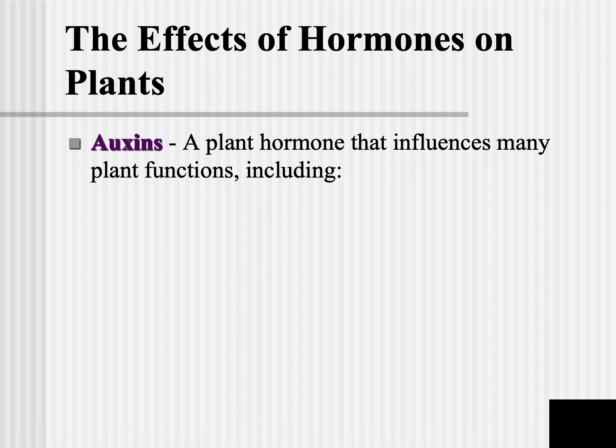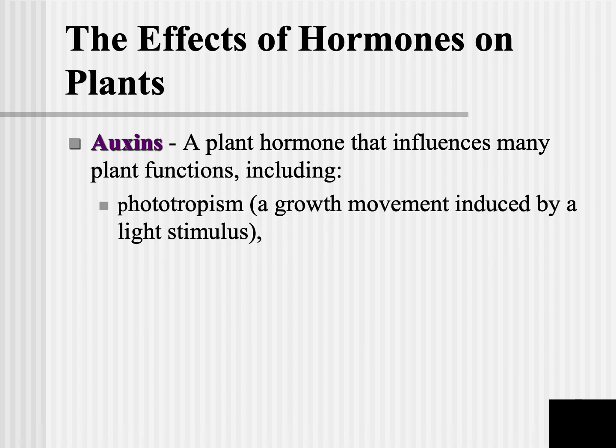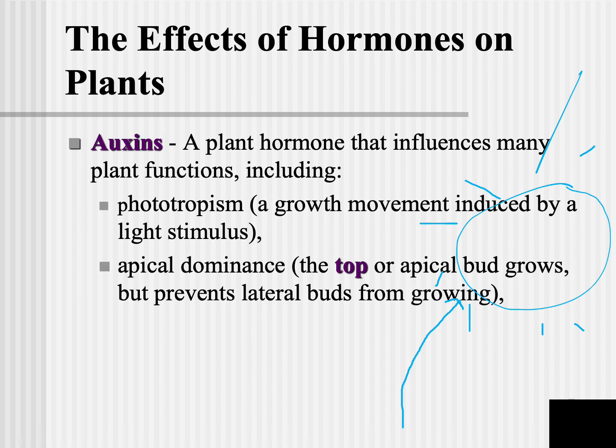One, they have auxins. Auxins have a few different jobs. One is phototropism. If you have a plant and it's near a window, what happens to that plant is the plant starts to lean toward the sun. That's phototropism. Plants grow upward because of phototropism. They grow toward the sun.